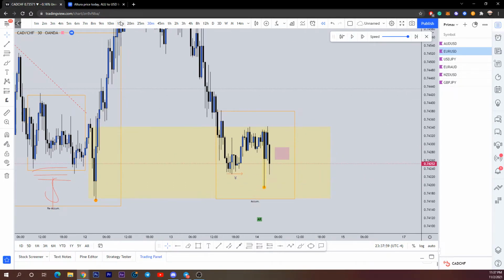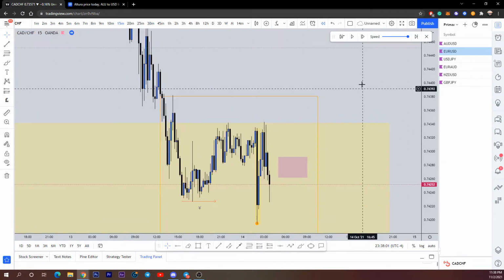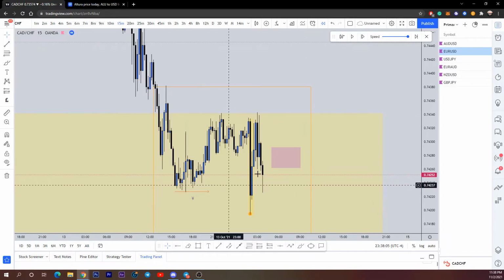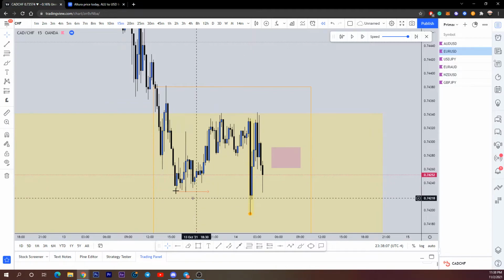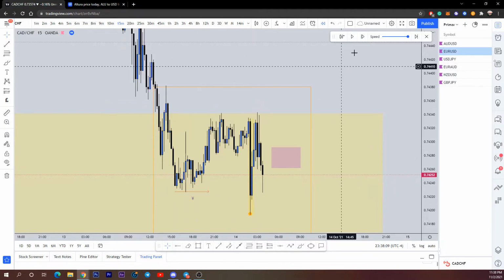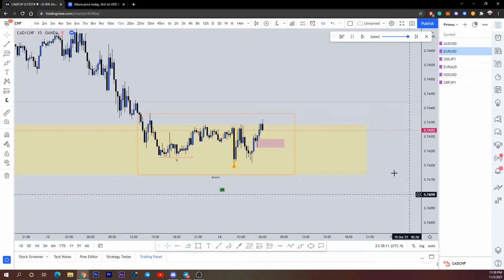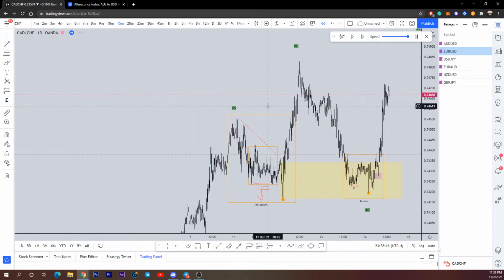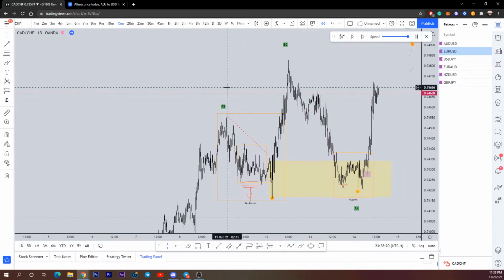Create liquidity. I'm going to go to the 15-minute for you guys. This is all Asian. All of this right here is Asian. London comes in, raids the lows. We fly to the upside. You see what I'm talking about? Easy. This is an easy setup, guys. Just look out for this.